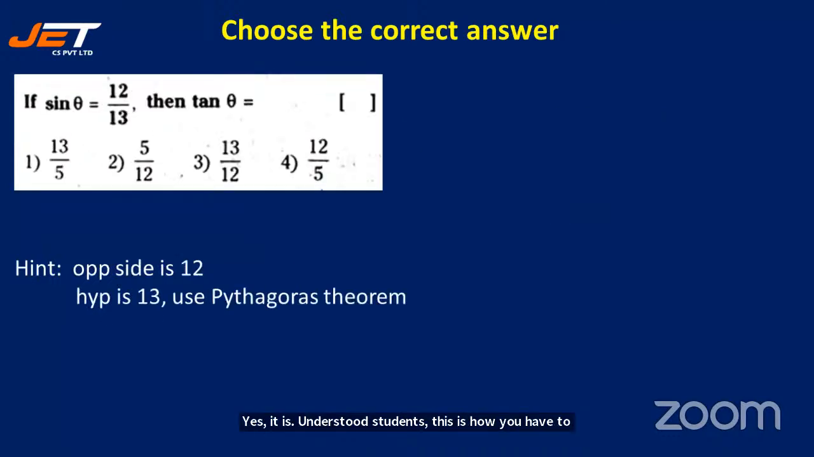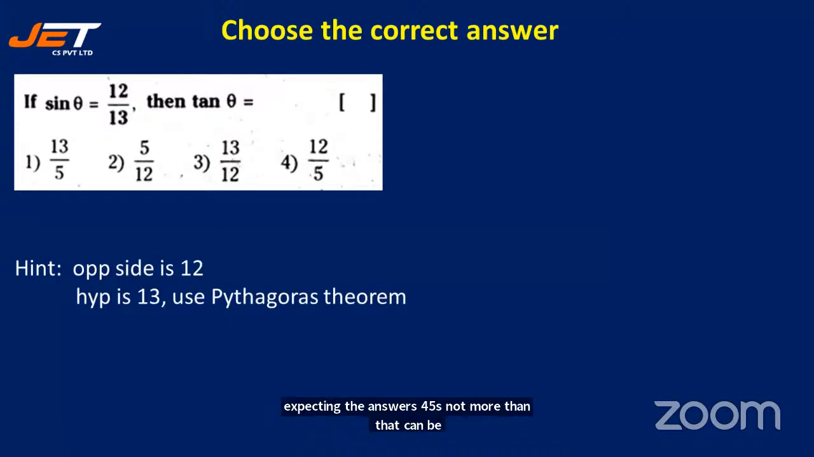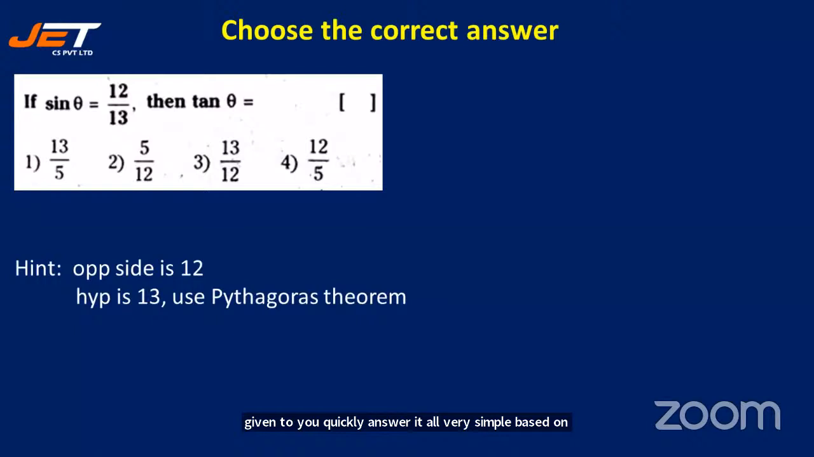All right. Now let's see the next sum. I'm expecting the answers in 45 seconds, not more than that can be given to you. Quickly answer, very simple, based on your identities. If sin theta is 12 by 13, then what is tan theta? Yes. Let's see how many are giving me the answer. All right. Okay, Sai Vardhan, Sharanya. Everyone says option 4. Good. So confident you are. Very good. Let's see.